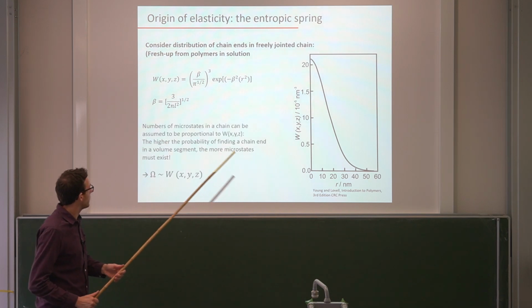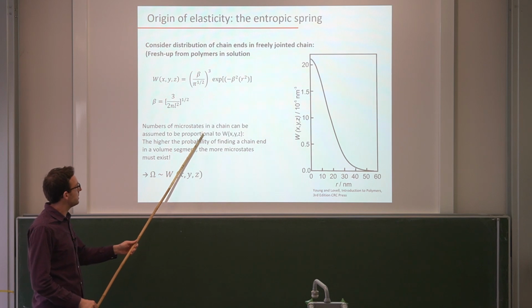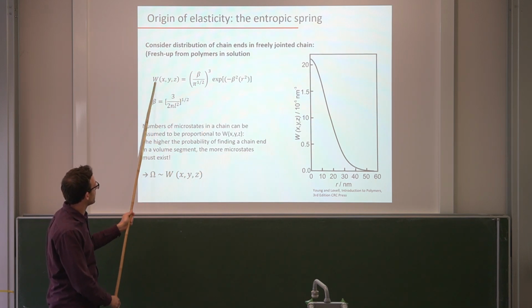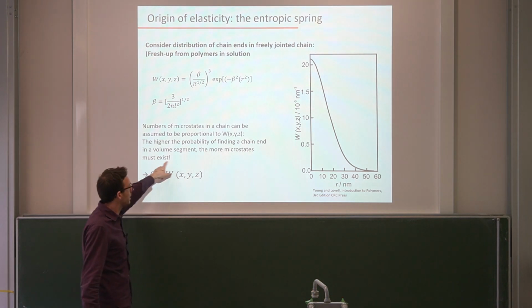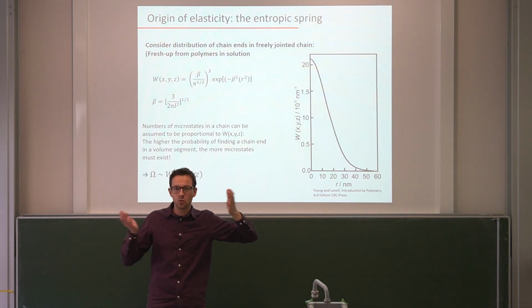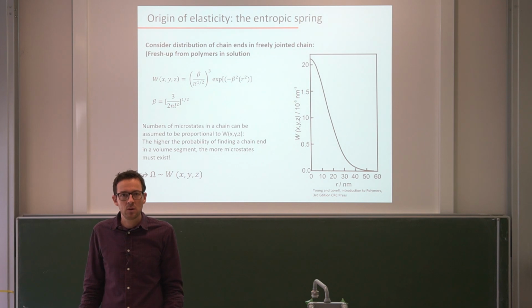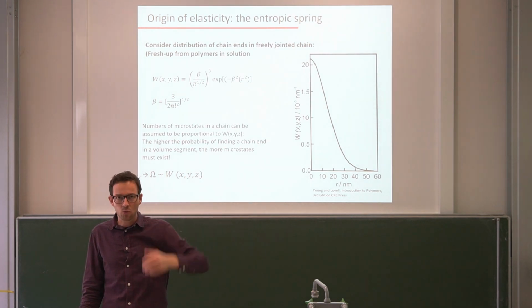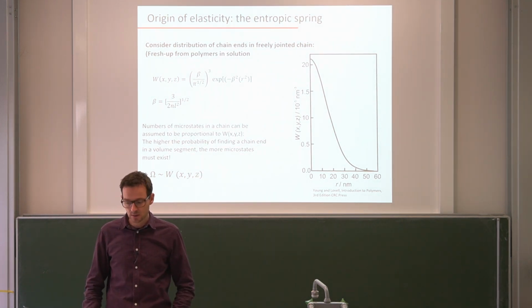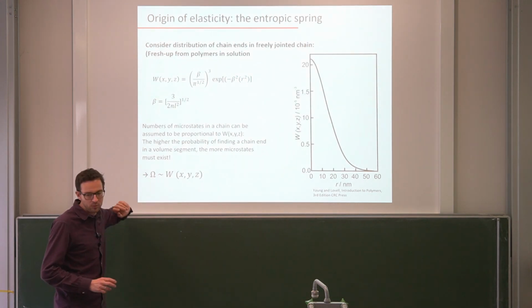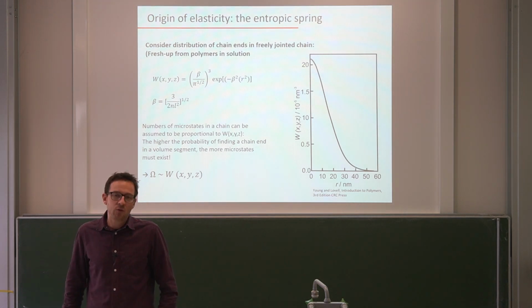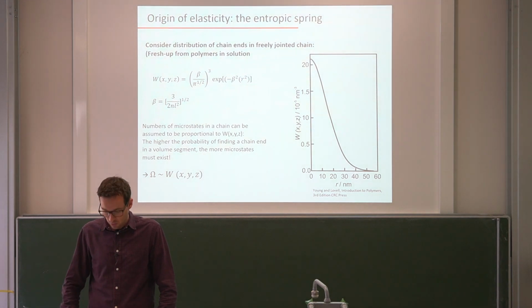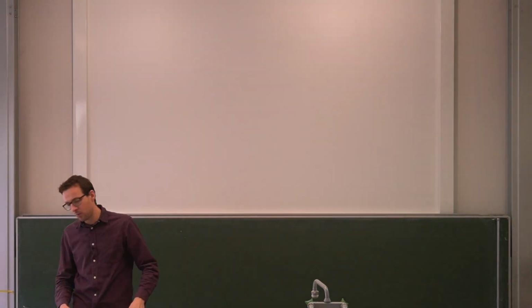So the second thing to recapitulate, that the numbers of microstates in a chain is proportional to this value here. So the higher the probability of finding a chain somewhere, the more microstates must exist to bring it there. Now it's kind of the two facets of the same coin. Because if you have a high probability, you need to have a lot of possibilities of the polymer chain to be in that state. And that is the numbers of microstates. Okay, just to recap that briefly. And now we want to look into what happens to that function, or to the free energy, if we stretch the polymer. Okay, and for this, let me move to the blackboard.